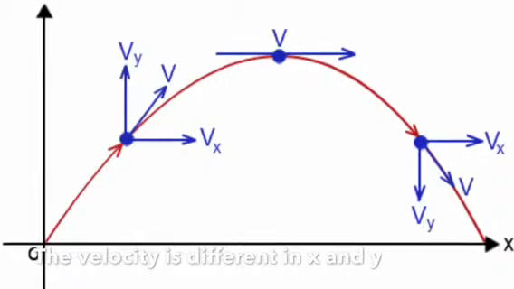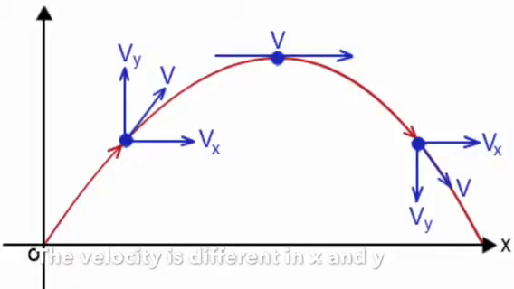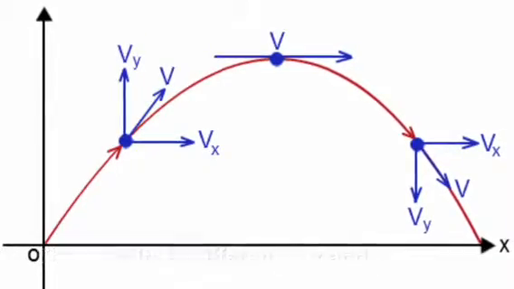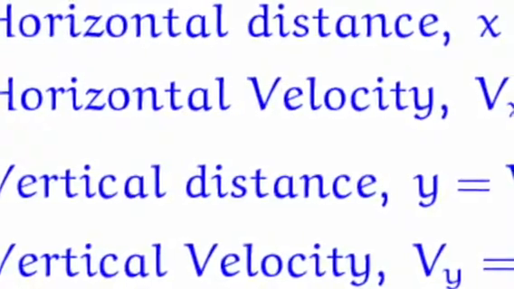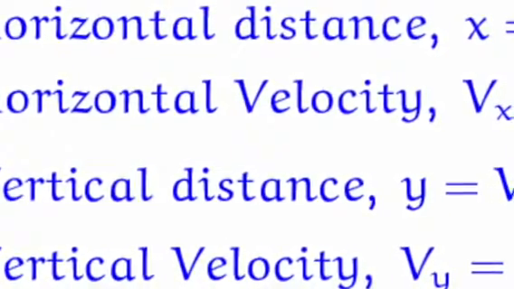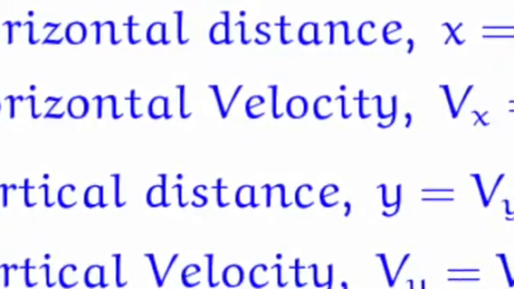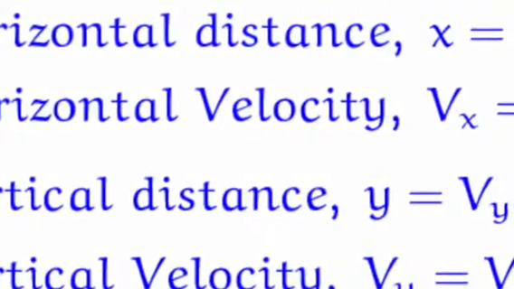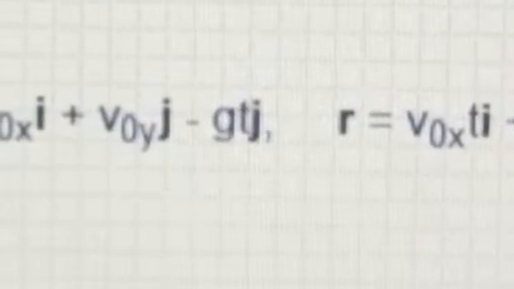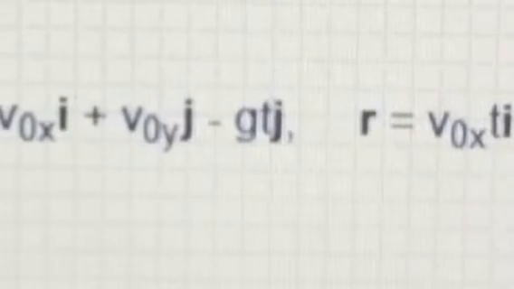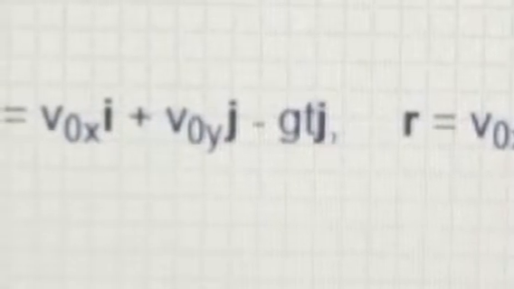Since we have motion with constant acceleration, the velocity at time t will be v equals v0 plus acceleration times time, and the position will be r equals r0 plus v0 times t plus 1/2 of acceleration times time squared. Writing this equation in component form, using r0 equal to 0.